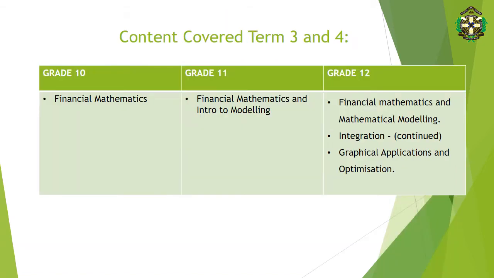Then what we are expecting to complete in term 3 and term 4: we haven't started financial mathematics, we haven't started the mathematical modeling in grade 11, we have done financial mathematics in grade 12, and we have done mathematical modeling, which they also wrote and tested. We have done integration in terms 1 and 2, but we are going to continue it in terms 3 and 4, and also the graphical applications and optimization in term 4.